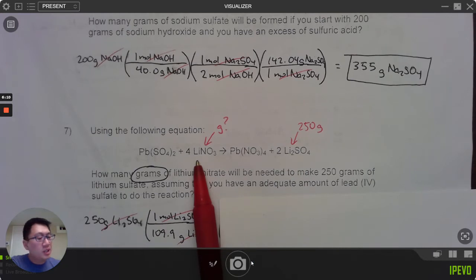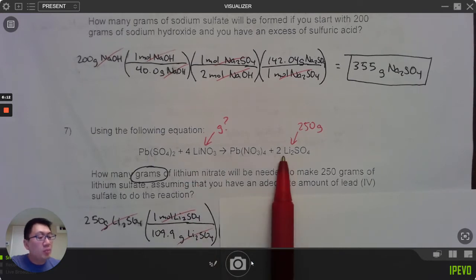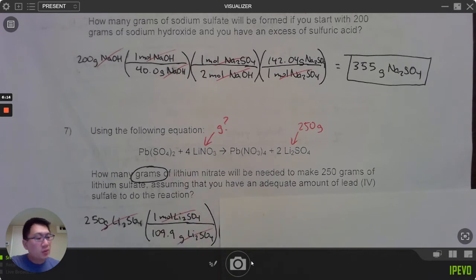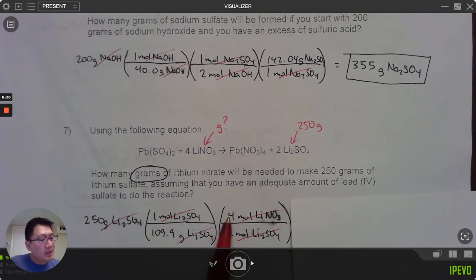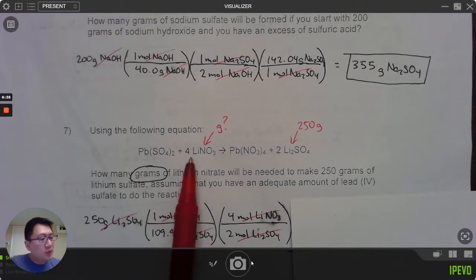So 250 grams of this makes how many grams of this do I need? All I know from the equation is a 4:2 mole ratio. It's currently given as grams. First step, change grams to moles by dividing by molar mass. Again, molar mass, that's 2 lithiums, 1 sulfur, 4 oxygens, is 109.9. Then, as I just said, it's a 4:2 ratio. 4 moles of lithium nitrate, 2 moles of lithium sulfate. Coefficient 4, coefficient 2 from the balanced equation.